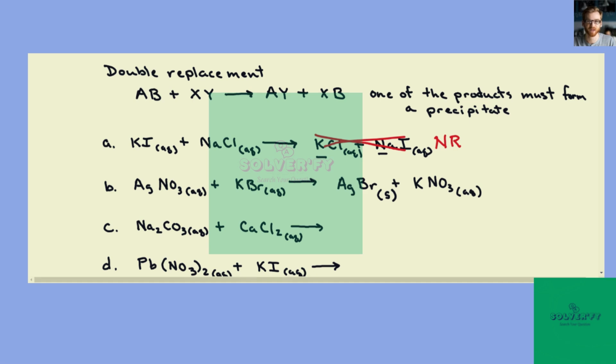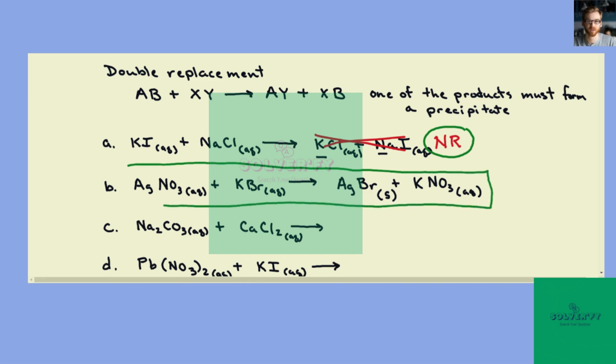All right, then we need to make sure this is balanced. There's 1 silver on each side, there's 1 nitrate, there's 1 potassium, there's 1 bromide. All right, so this one is complete. So the first one was no reaction. The second one, we do have a reaction with silver bromide forming our precipitate. And it was already balanced without adding any coefficients.